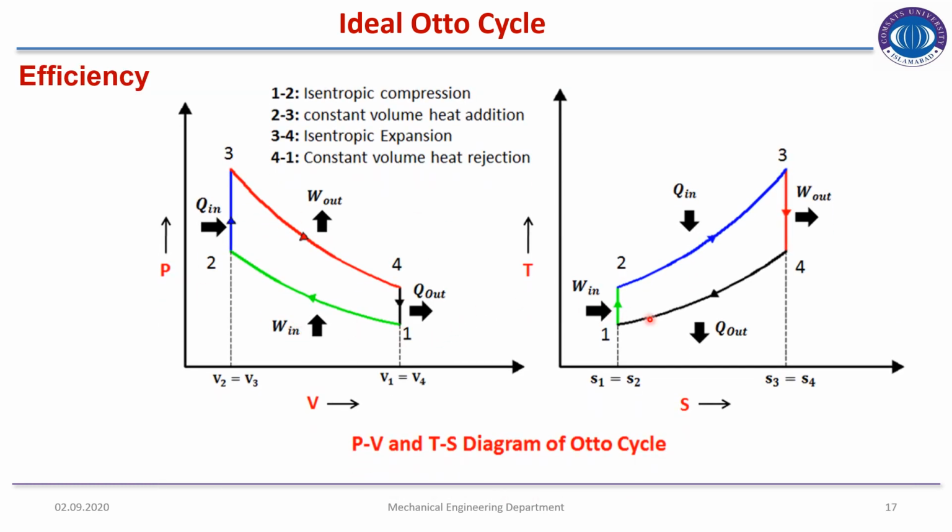These are the PV and TS diagrams of the ideal Otto cycle: isentropic compression, constant volume heat addition, isentropic expansion, and constant volume heat rejection. On the PV diagram these processes are shown, and on the TS diagram these processes are shown. In the PV diagram, processes 4 to 1 and 2 to 3 are isochoric, so these are straight lines. And in the TS diagram, processes 1 to 2 and 3 to 4 are isentropic, and these are also straight lines.